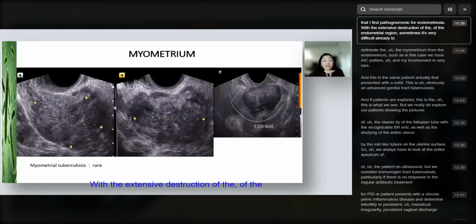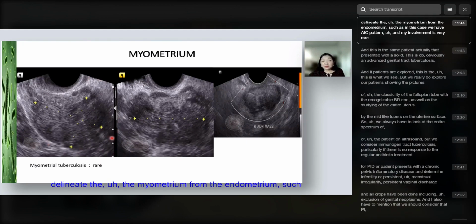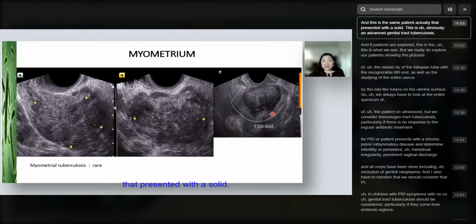With extensive destruction of the endomyometrial region, sometimes it's very difficult already to delineate the myometrium from the endometrium, such as in this case, where we have a mosaic pattern, and myometrial involvement is very rare. And this is actually the same patient that presented with the solid adnexal masses. This is obviously an advanced genital tract tuberculosis.